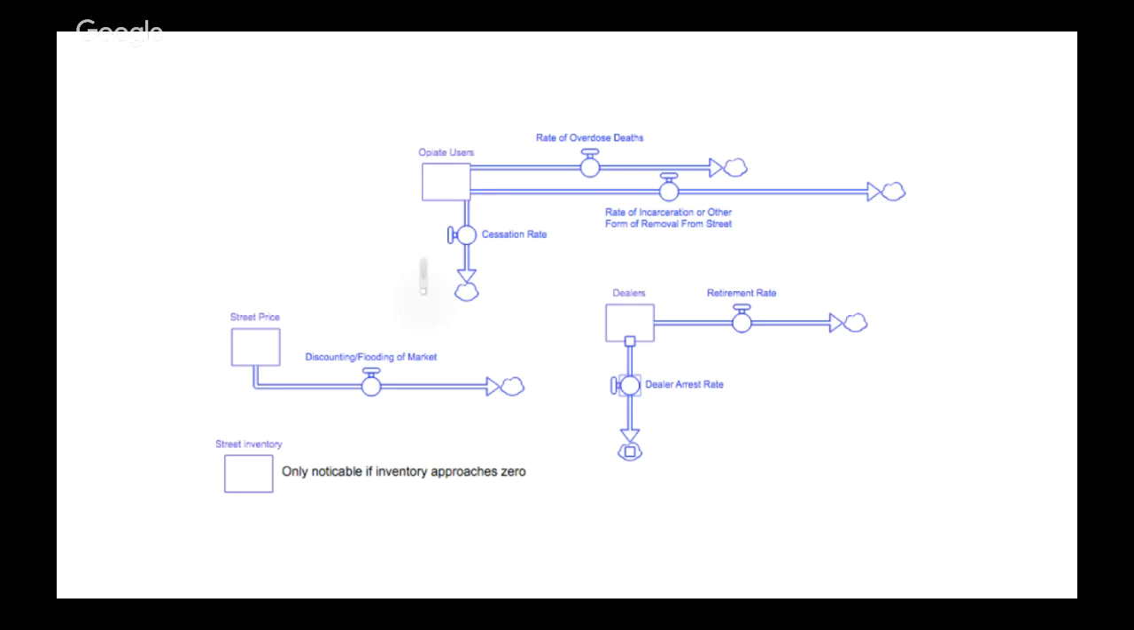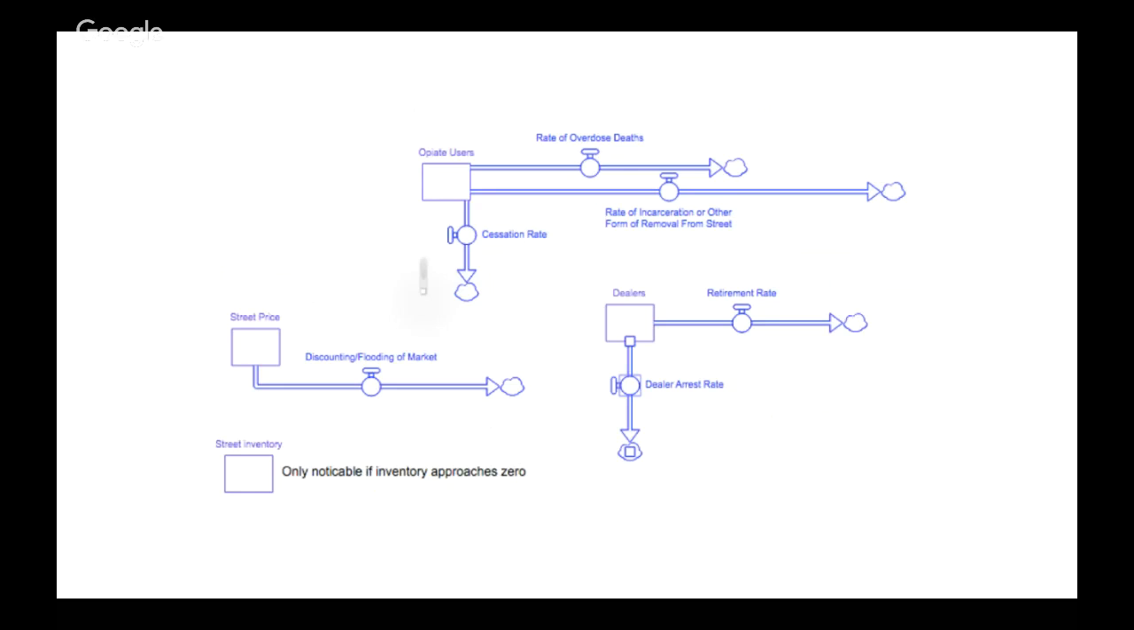For them, the system is often about their use and its risks, their dealers, and the ramifications of the cost of drugs. So you can see that we've kept in overdoses, incarceration, removal into treatment, or other ways that they get out of using, their ability to stop, what the street price is or what it is if it's being discounted for some reason. I might mention here that street inventory is only noticeable if it approaches zero. Really, the mechanism of supply and demand is not so terribly important to them. It's price and availability. If availability is not zero, then it's price that matters.